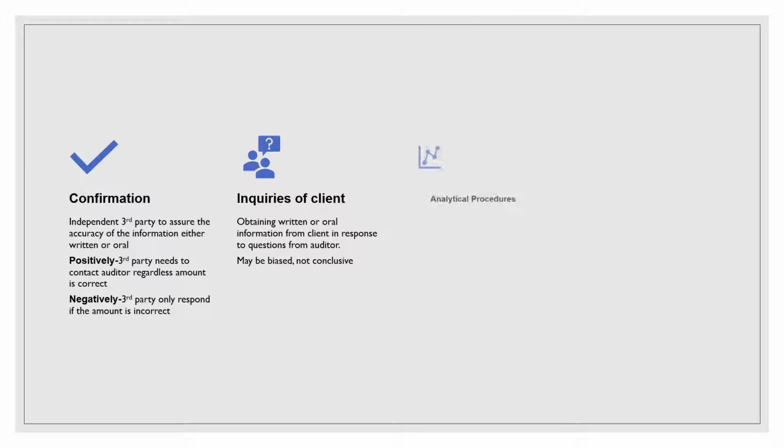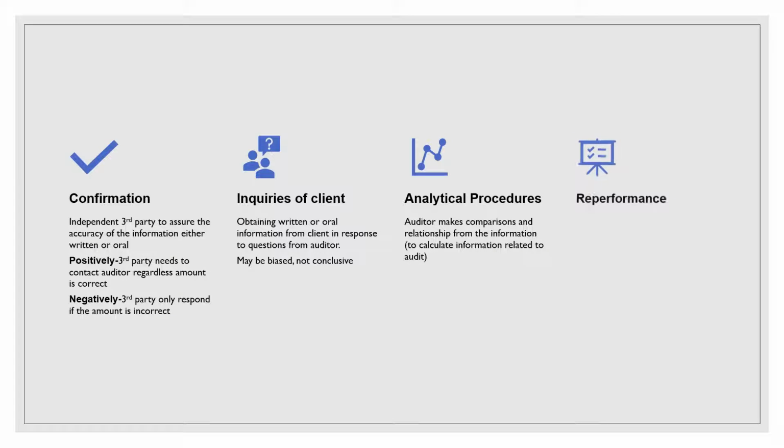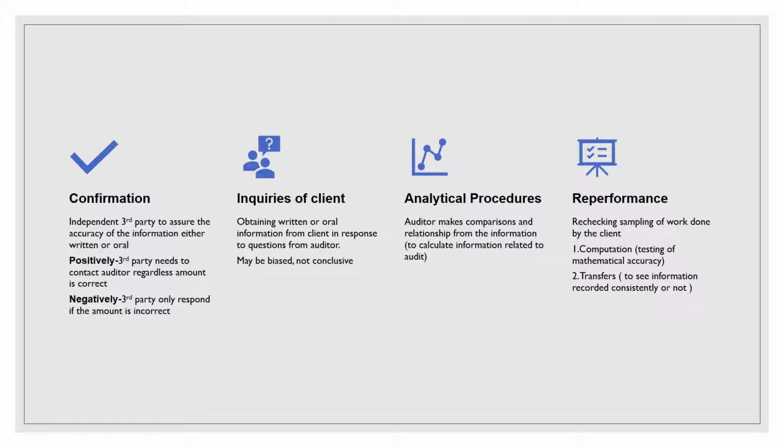Next is analytical procedures. It uses comparisons and relationships to assess whether account balances or other data appear reasonable compared to the auditor's expectation. An auditor may compare the gross margin in the current year with the preceding years. Lastly is re-performance. It is the auditor's independent test of client accounting procedures or controls that were originally done as part of the entity's accounting and internal control system. Recalculation is rechecking a calculation, whereas re-performance involves checking other procedures.